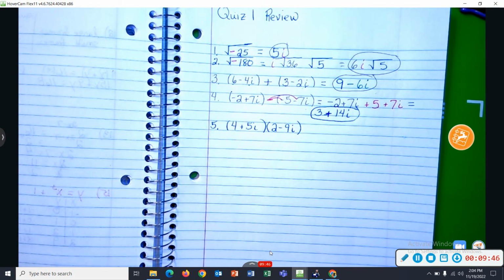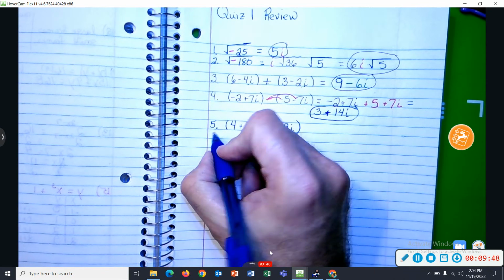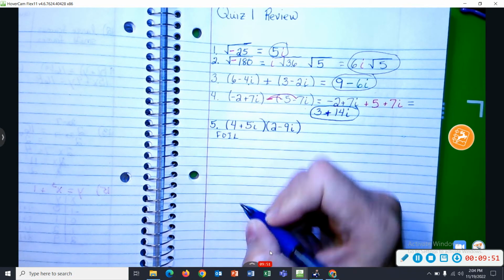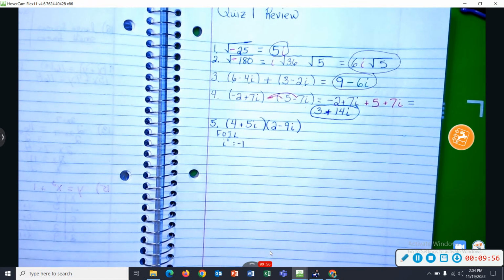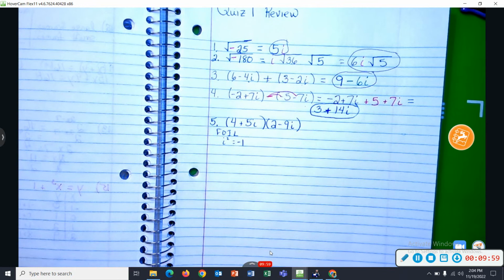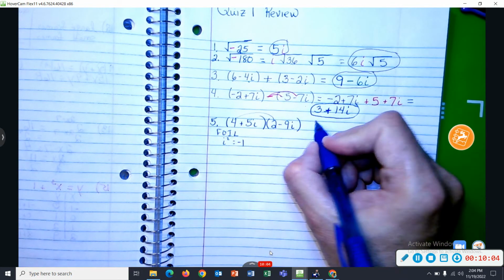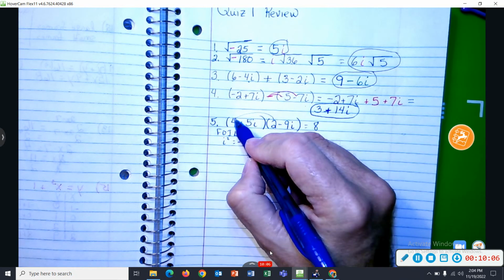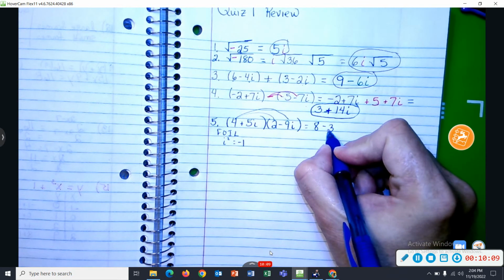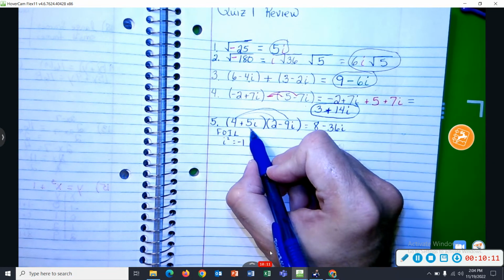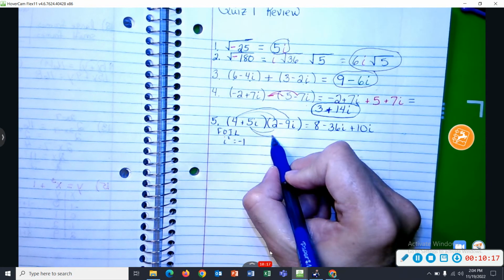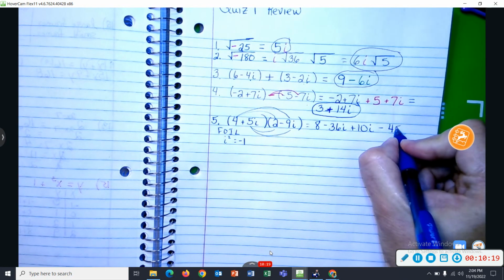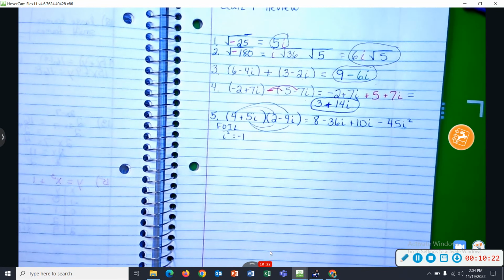Well, to multiply complex numbers, we're going to FOIL this out. And then, before you combine everything, replace every i squared with -1. So foiling out, let's see what we'll have. We'd have an 8 minus 36i, then a plus 10i, and a minus 45i squared.